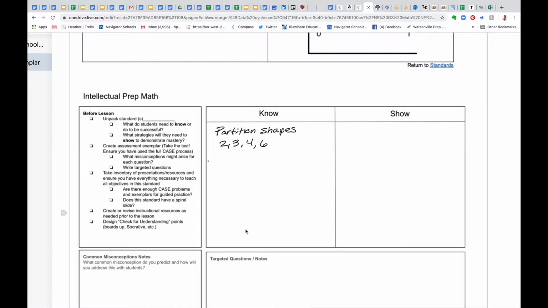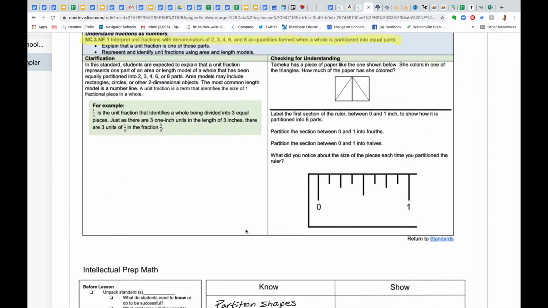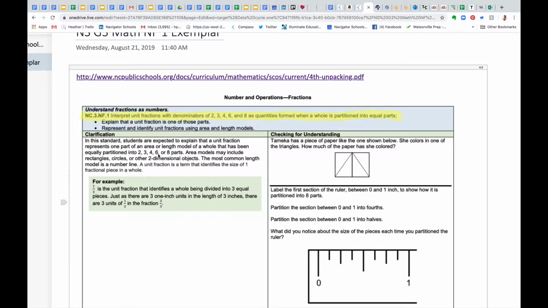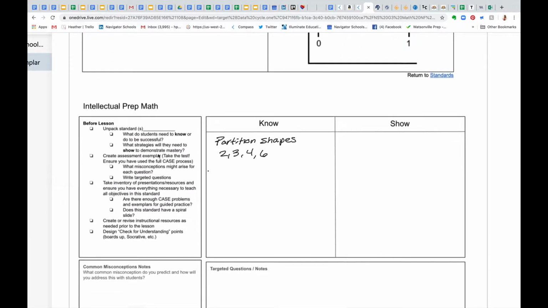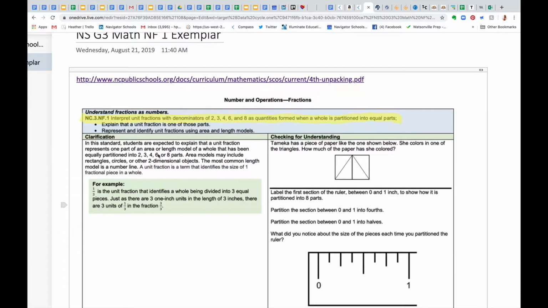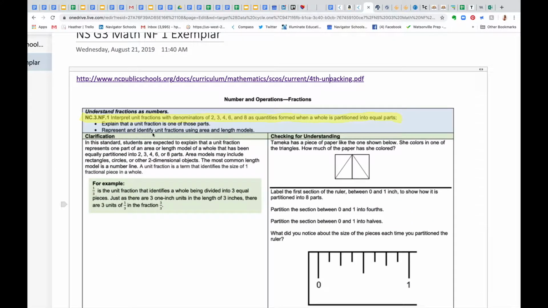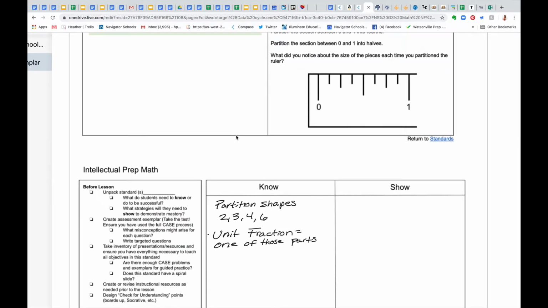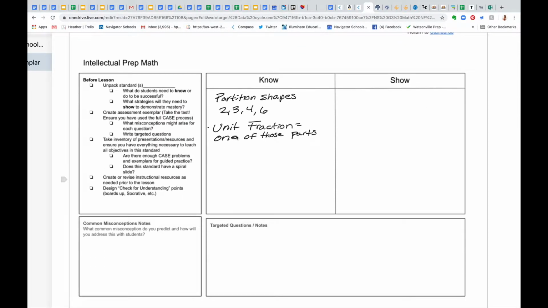All right, what else do I need to know here? I'm going to scroll back up. It says they need to explain that a unit fraction is one of those parts. Okay, so I'm going to just copy that down here. So they'll have to explain unit fractions. They're also going to have to represent and identify unit fractions using area and length models. So I'm going to make sure that I put that as represent fractions.